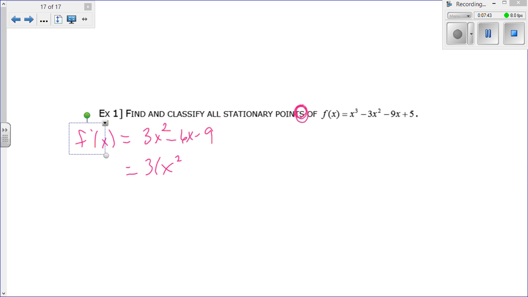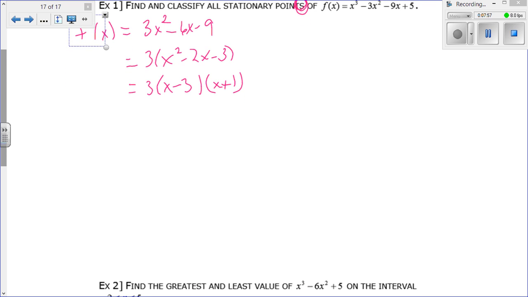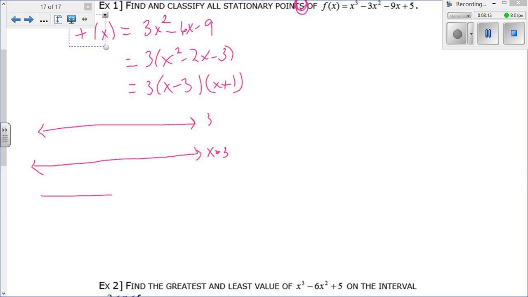So I take out a 3 as a GCF, and this is what I'm left with. And then factor again, we get x minus 3, x plus 1. This is where our number lines that we were working on the other day come in handy. One for each factor: we have 3, x minus 3, and x plus 1.